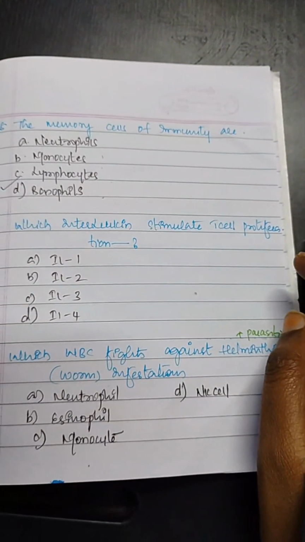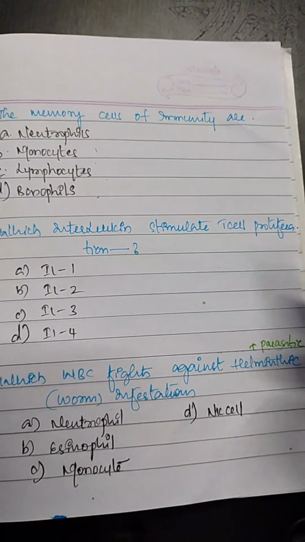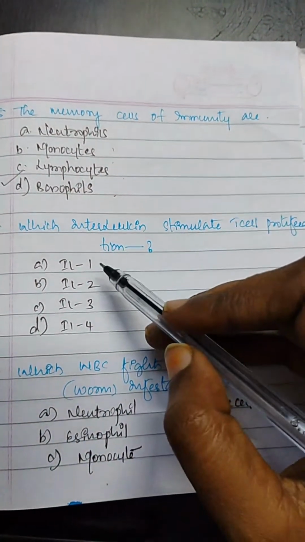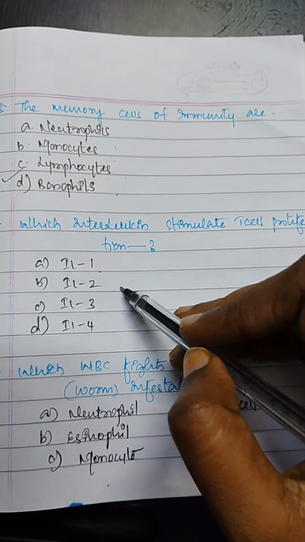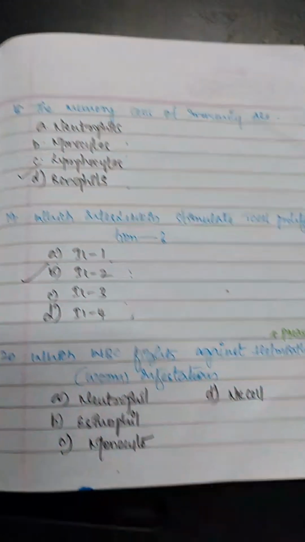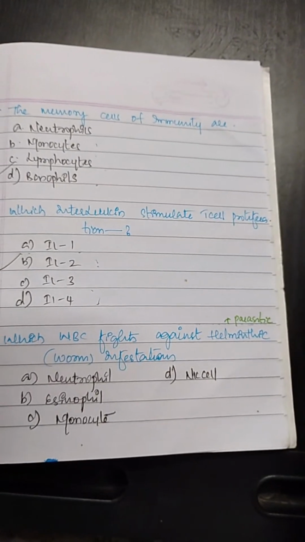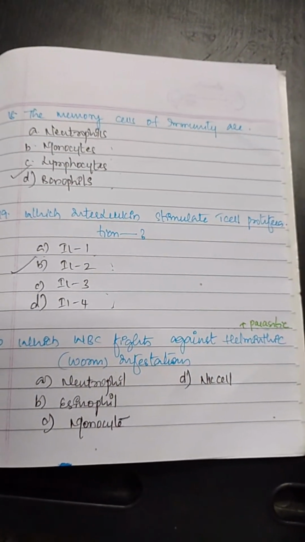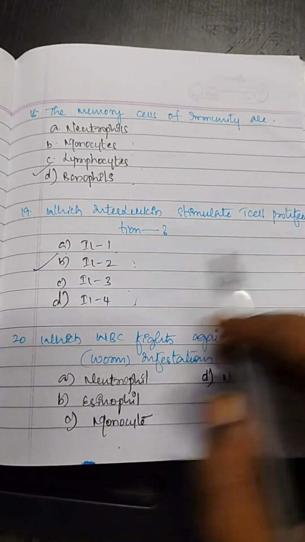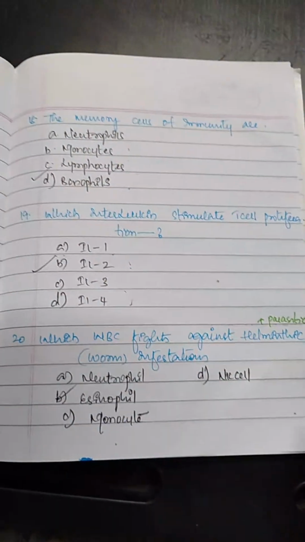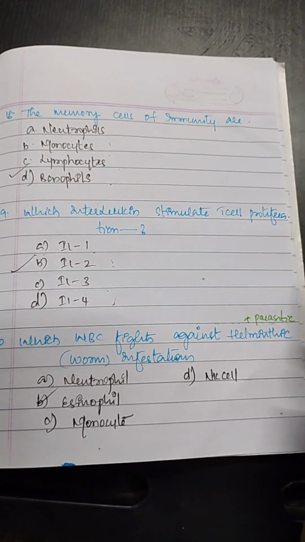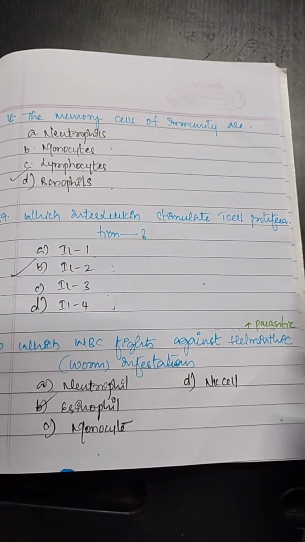The next one, which interleukin stimulates T cell proliferation? Interleukin 1, interleukin 2, interleukin 3, interleukin 4. And the answer is B. Then, which WBC fights against helminthiasis, worm infestation? It is a parasitic infection, and the option is eosinophil. Eosinophil is the type of WBC that fights against helminthic worm infestation.